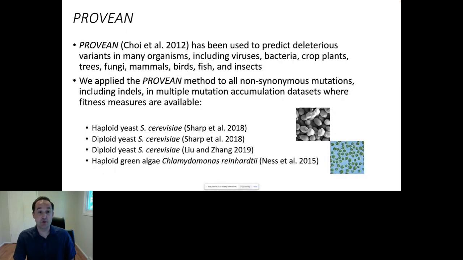And so what we wanted to do is apply the Provean method to the non-synonymous mutations, including the indels, in the mutation accumulation lines that I've been talking about, as well as some other data sets where we have both the genotype and fitness measures available. And so that's both the haploid and diploid yeast that I've described already, diploid yeast from another mutation accumulation experiment, and also haploid green algae from a different lab entirely.